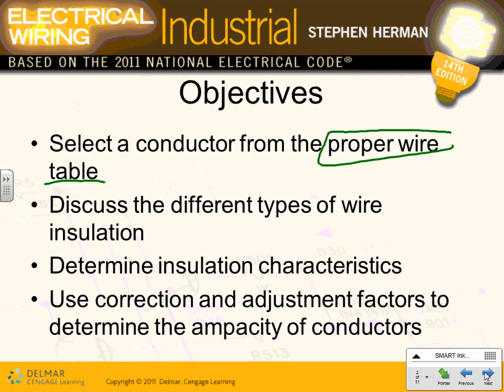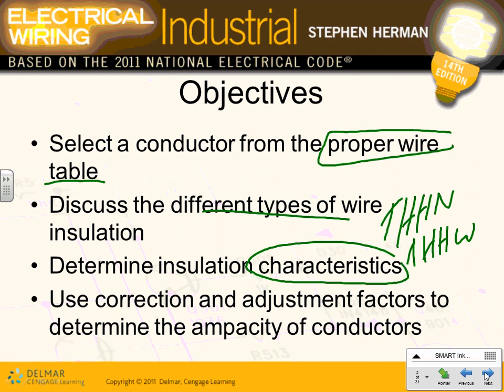These are the different types of wire insulation. That's when we start talking about THHN and THHW, right? The different insulation determines installation characteristics, meaning can I install a THHN in a wet location? I hope not. Can I install a THHW in a wet location? Yes, you can. So that's the characteristic of these. Correction and adjustment factors determine the ampacity of the conductor. There are two of them: one based on ambient temperature, and the other based on bundling.